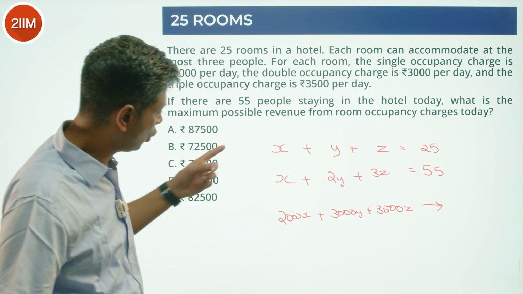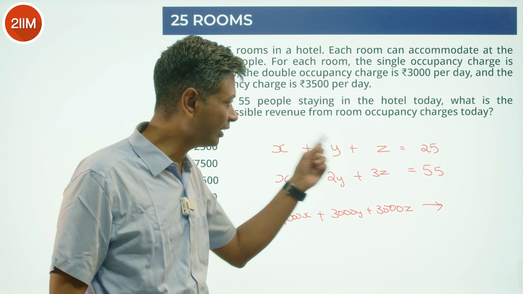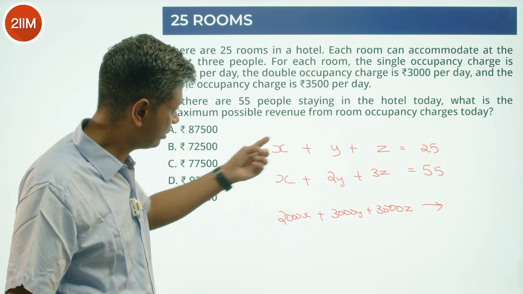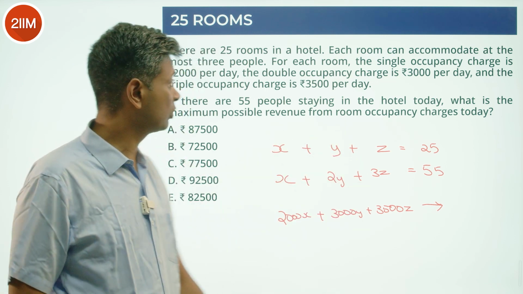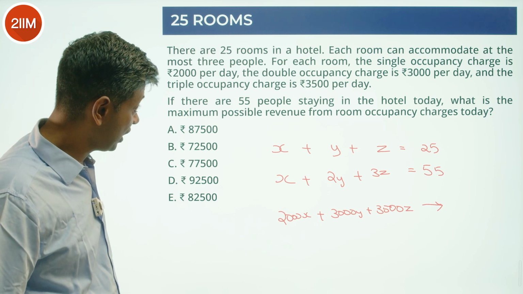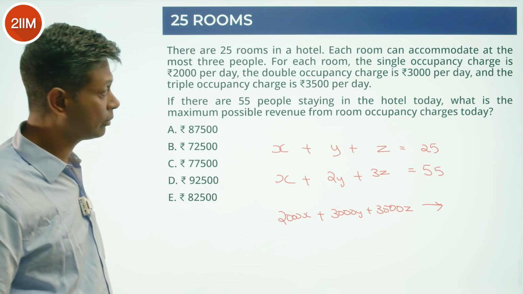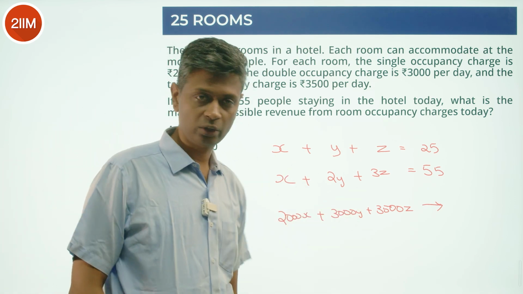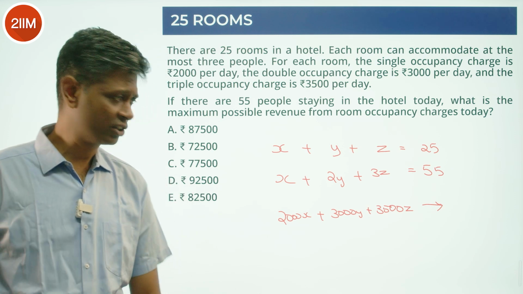Right? So X single occupancy rooms, Y double occupancy rooms, Z triple occupancy rooms. Nice, so far so good. Single occupancy room 1 person, 2 people, 3 people. Total number of people is 55. There are 55 people staying here. What is the maximum possible revenue from room occupancy charges today? So 2,000 into this, 3,000 into this, 3,500 into that.